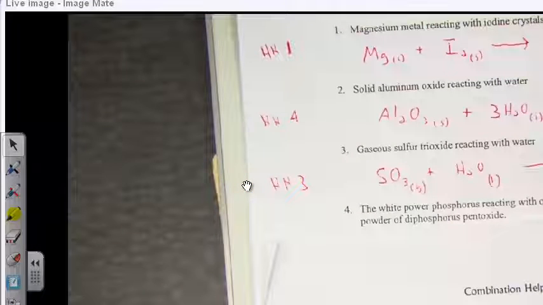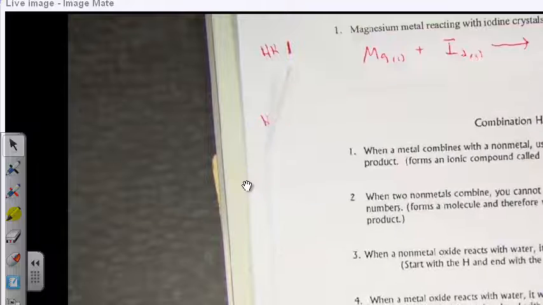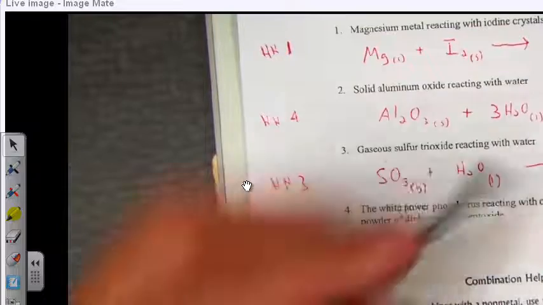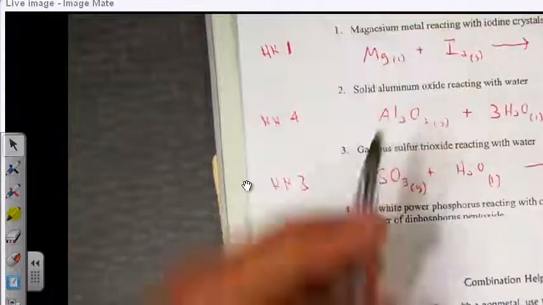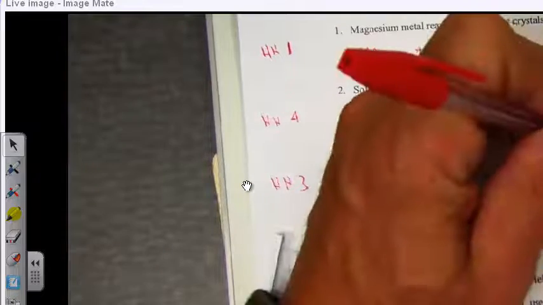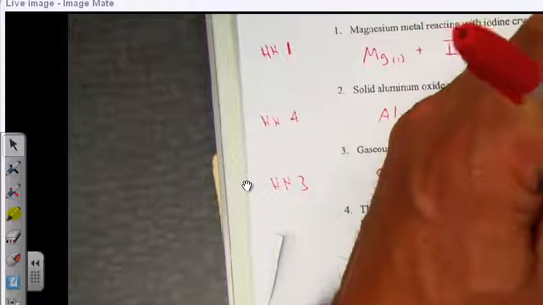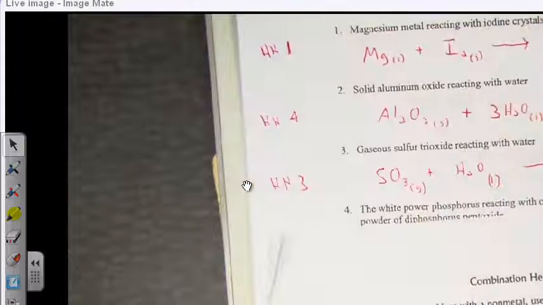When I add these together, it said on my helpful hints to start with the H and end with the O. We actually have 2 H's, then an S, and 3 plus 1 makes 4 oxygens. Sulfuric acid, H2SO4, that is going to be aqueous because it's in water.